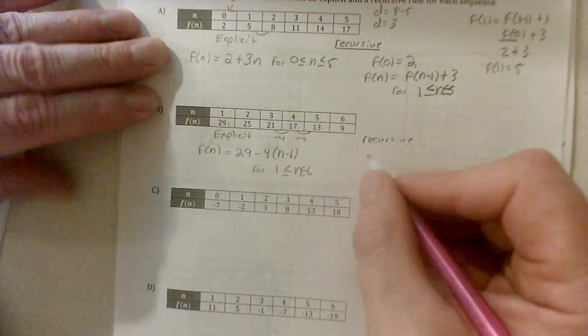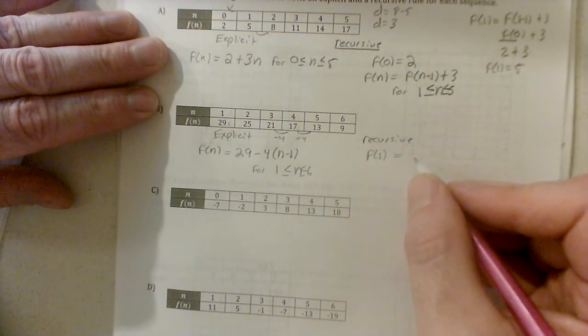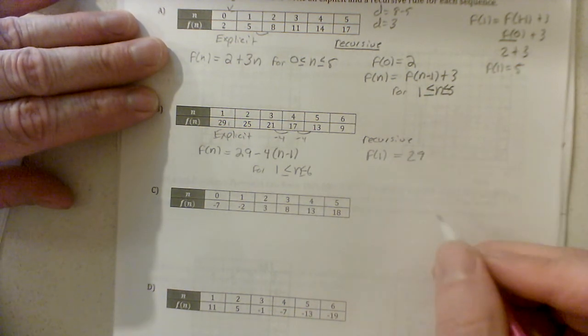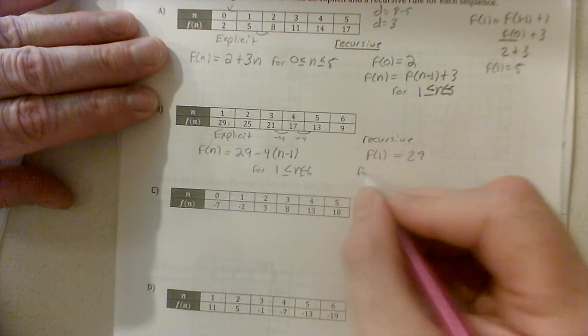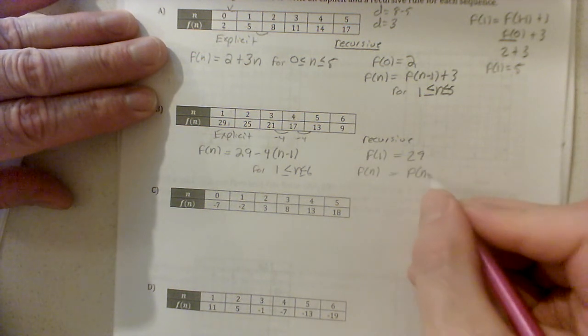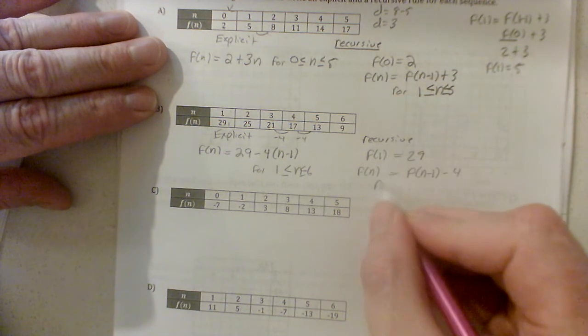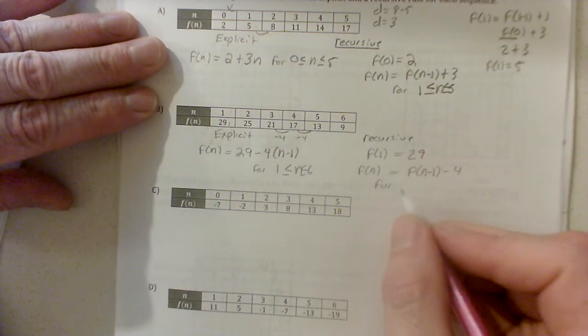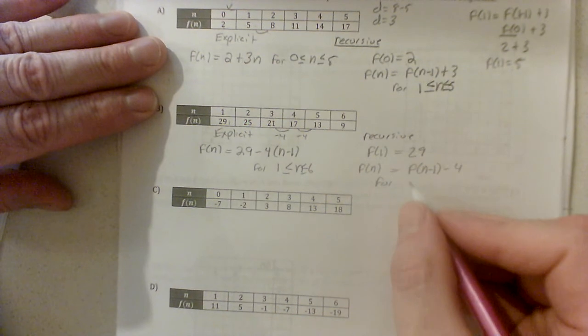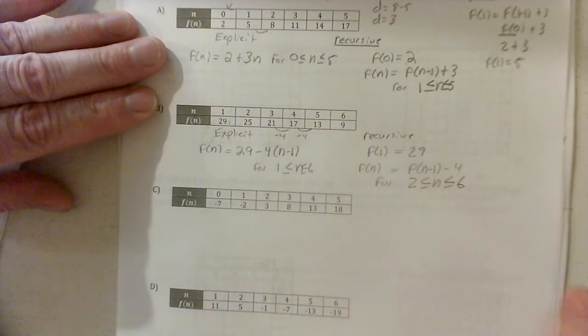All right, recursive. f of 1 equals 29. That's our start. And f of n equals my previous term minus 4. Well, look, this asks me for the terms. Instead of saying 1, I'm not going to use that. 2 to 6.